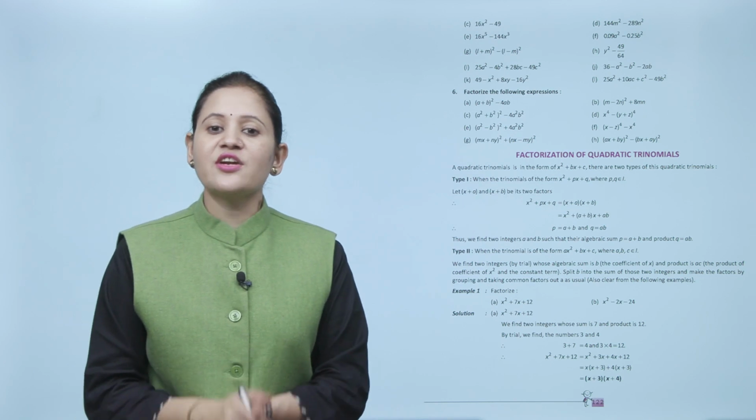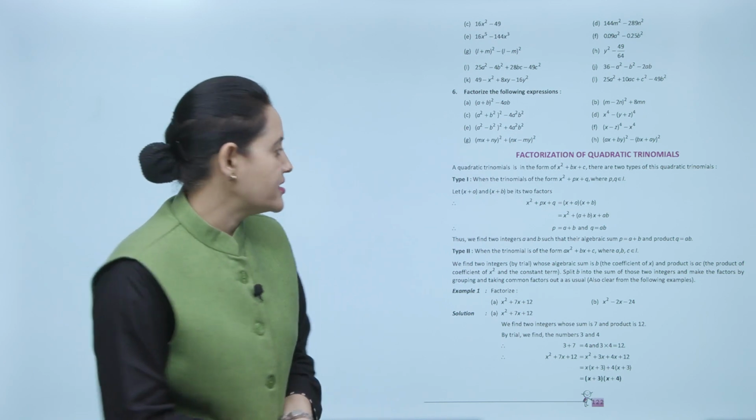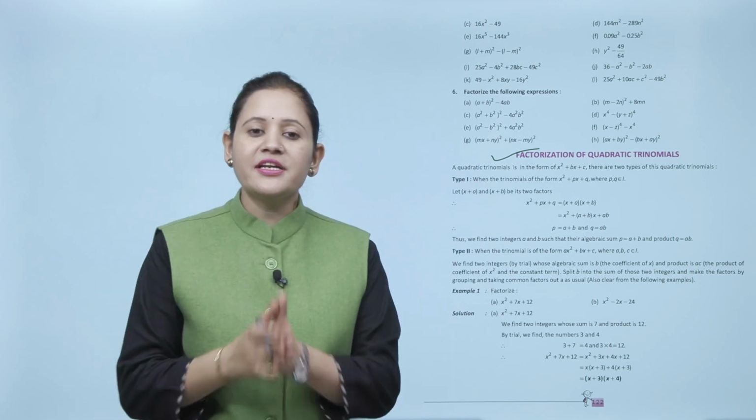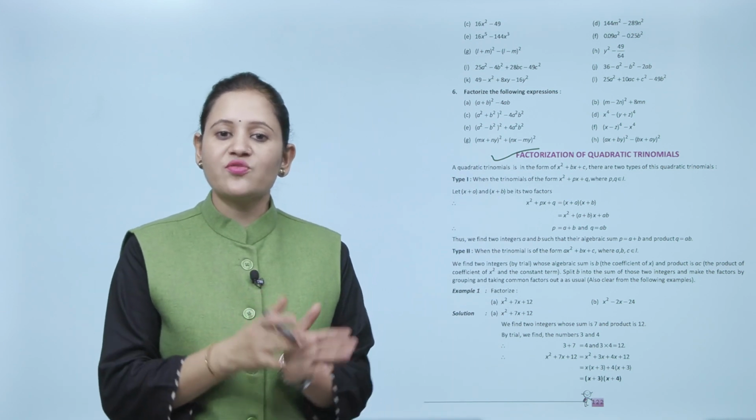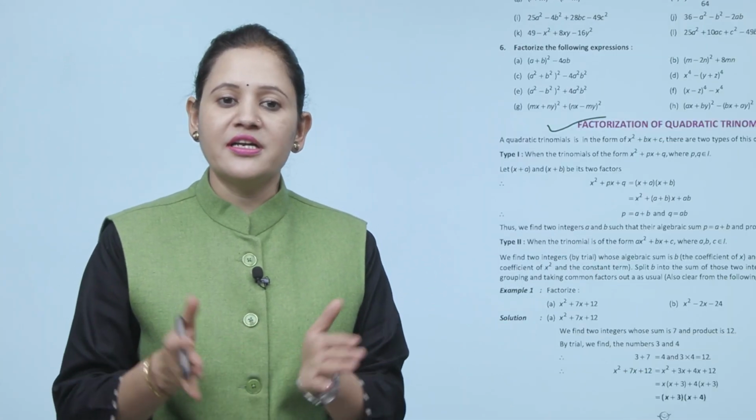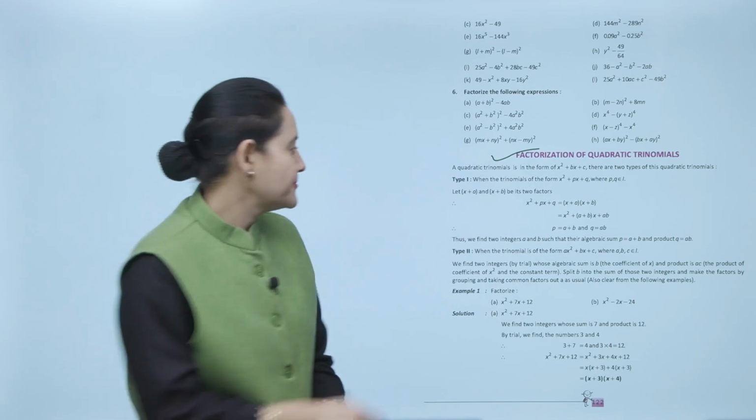Next is factorization of quadratic trinomials. A quadratic trinomial is in the form of ax square plus bx plus c. There are two types of the quadratic trinomial. Type 1.